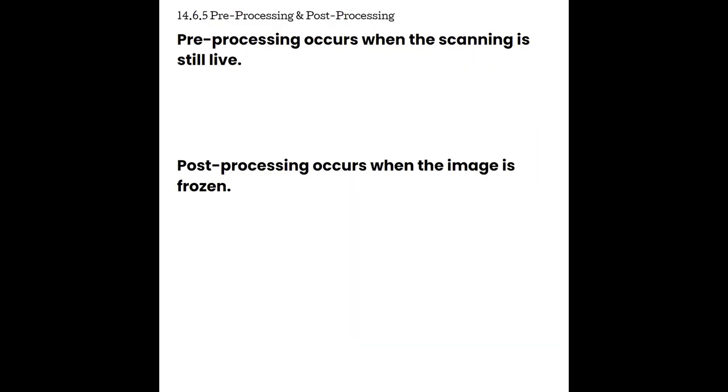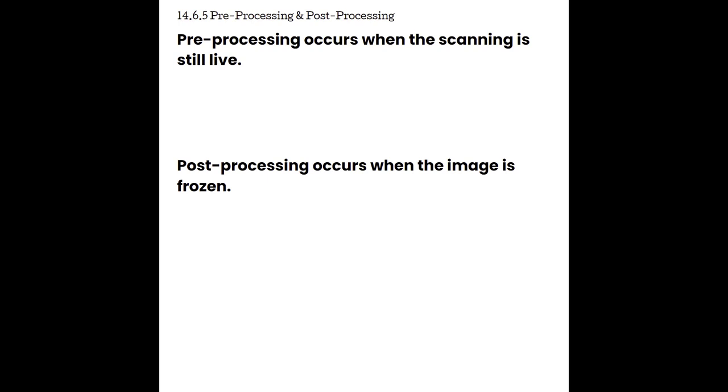I did mention in the overview of the scan converter that pre-processing and post-processing are functions of the image processor that occur kind of on either side of the scan converter. Pre-processing occurs when the scanning is still live. So if you're scanning and changing parameters, or if you're changing how the machine is scanning and you can immediately see it reflected in the image on your display, you are in pre-processing mode. You are still writing to the memory, rewriting, because you are gathering new information, acquiring new data, and preparing it.